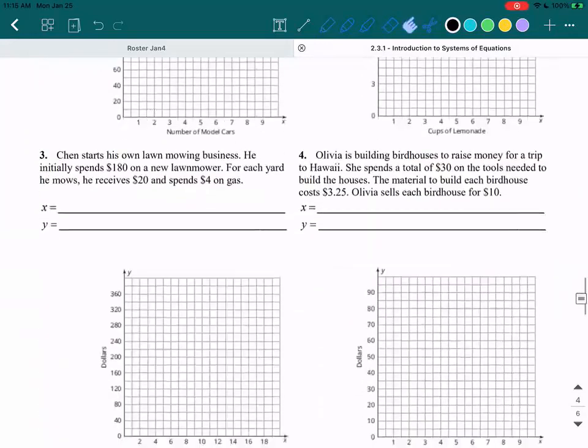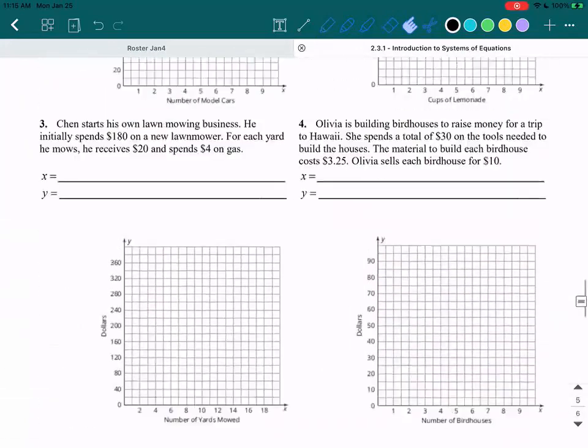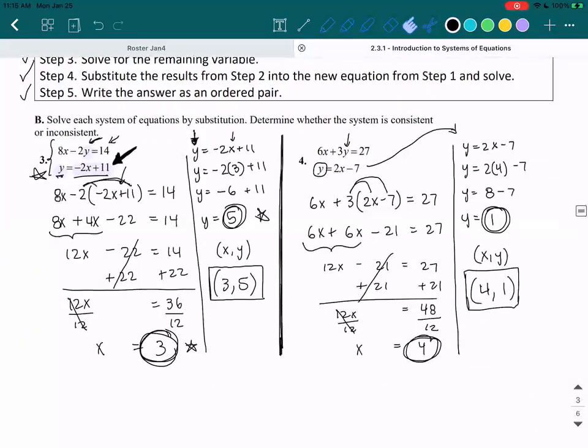Then if you scroll down, there's more problems of this type. For here, solve each system of equations by substitution. That's what we were doing in this video just now. Determine whether the system is consistent or inconsistent. Actually, I don't think we talked about that yet, so let's scroll back up. Okay, yeah, I totally did not remember this part of the instructions. Determine whether the system is consistent or inconsistent.